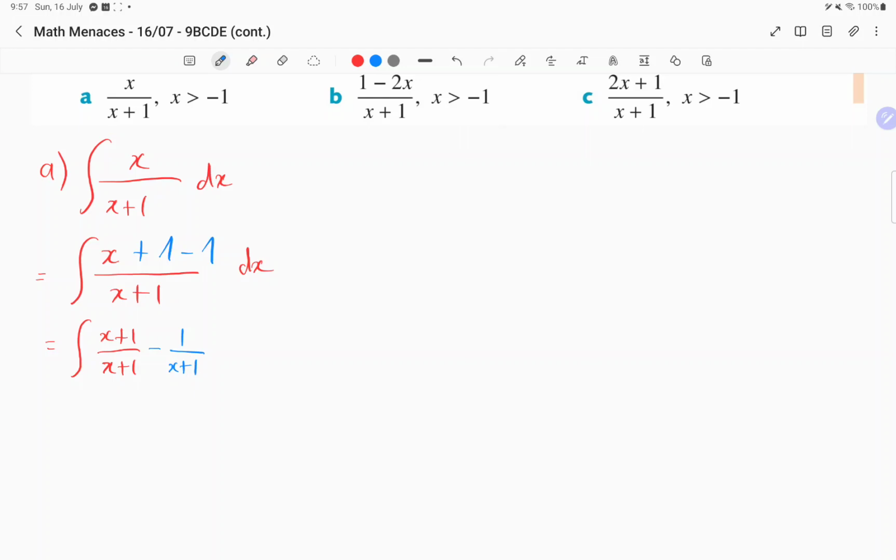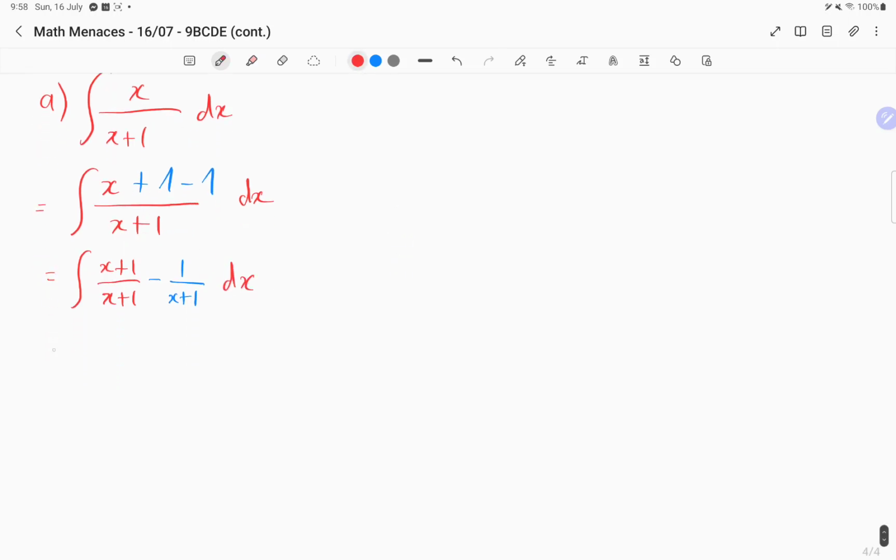X plus 1. Remember, when you split up a fraction, the denominator is the same. Because that's how you added them, right? So when you split them up, the denominator must be the same. And voila, look, x plus 1 over x plus 1 is 1. Simplify. And the other one would be 1 over x plus 1. And do you guys know how to antiderive 1 over x plus 1? If it's a constant on top, if it's just 1, what's the answer?